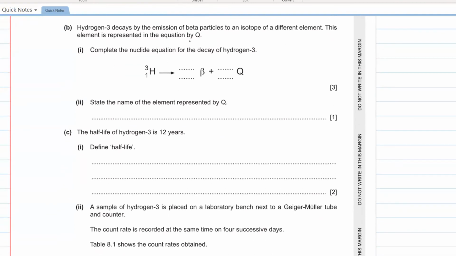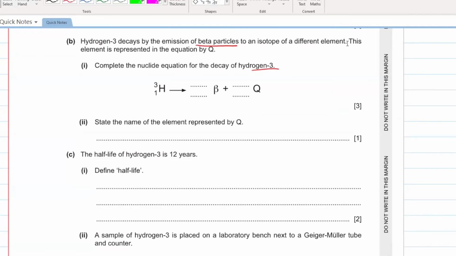Let's move ahead. Hydrogen 3 decays by the emission of beta particles to make an isotope of a different element. This element is represented in the equation by Q. ठीक है. अच्छा, this meeting will end in 20 seconds. You will have to join again. Complete the nuclear equation for the decay of hydrogen 3 by beta particle emission to form an isotope of a different element. This element is represented by Q. Perfect.